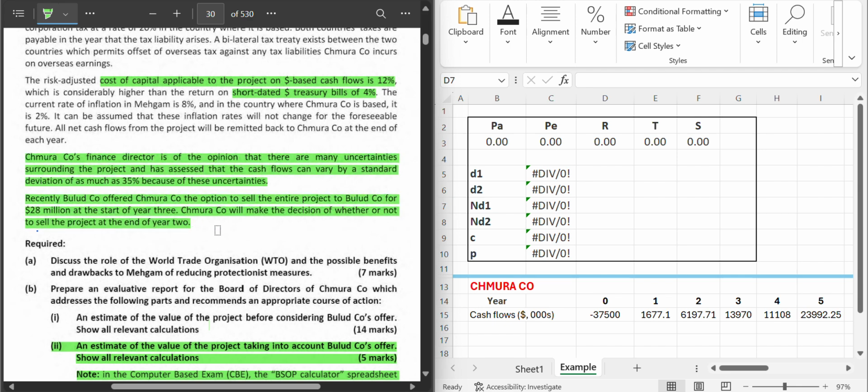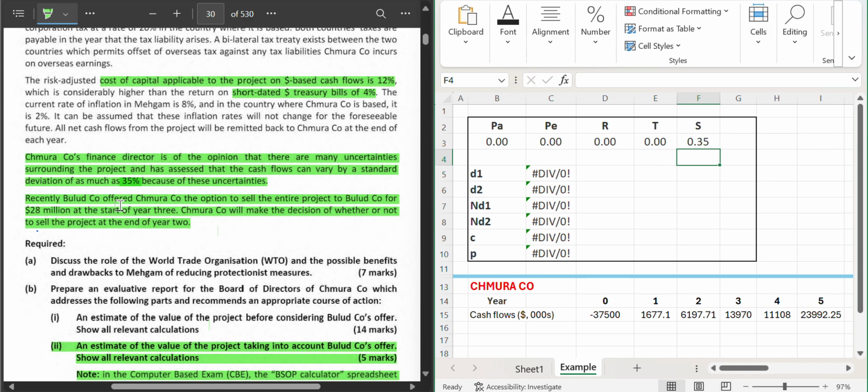Okay, let's read it. So C Company's finance director is of the opinion that there are many uncertainties surrounding the project. So the finance director is basically thinking there are uncertainties, so it may sell this project. Let's see what it says. And also it has assessed that the cash flow can vary by a standard deviation of 35%. So a standard deviation is given to us as 35%. Let me put it here, 35%.